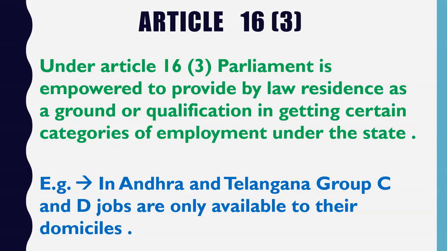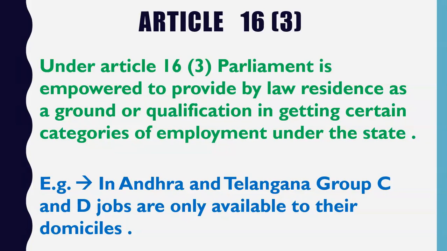Okay, so I know this is a little bit technical, so I will give you one example so that you can understand this more clearly. So friends, for example, what happens in Andhra Pradesh and Telangana is that group C and D jobs are only available to their domiciles. Now what are group C jobs? Constable is a group C job. ASI, assistant sub inspector, is a group C job. Similarly, what are group D jobs? Group D jobs means the lowest level of jobs. For example, peon is a group D job. Watchman is a group D job. So in Andhra Pradesh and Telangana, all the jobs of group C and all the jobs of group D are only available to the domiciles of Andhra and Telangana, means for their domiciles.